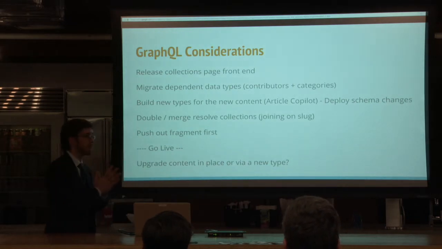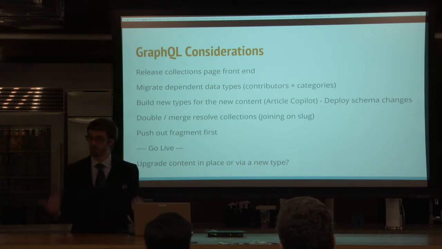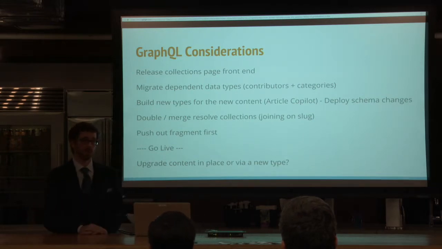GraphQL considerations. All right, so you're migrating stuff. What do you have to think about? How do you sequence your order of events so that you don't lose data, so that you don't misrepresent things in particular ways, so that you have low risk?